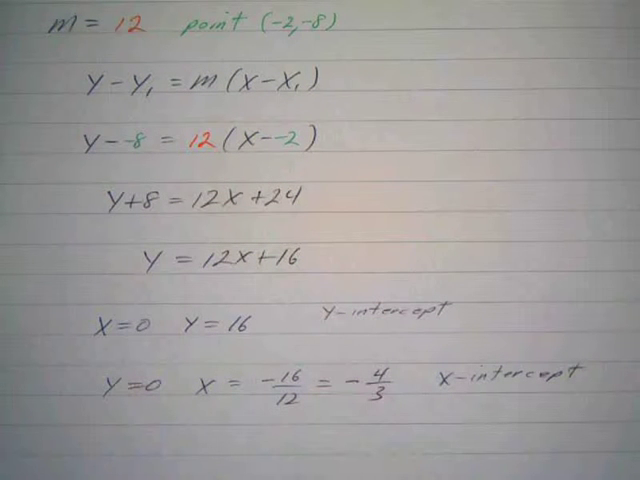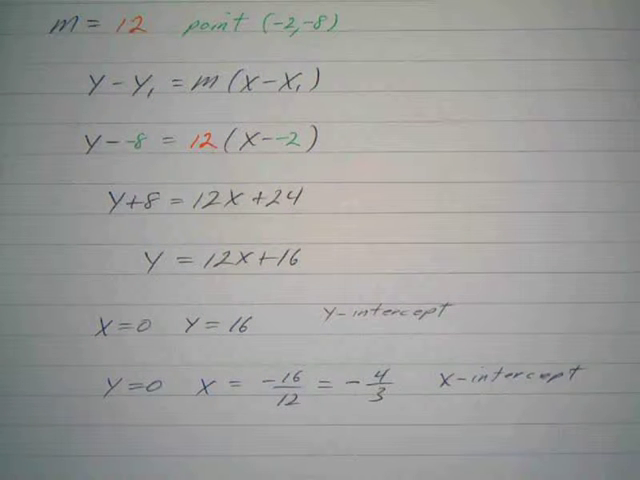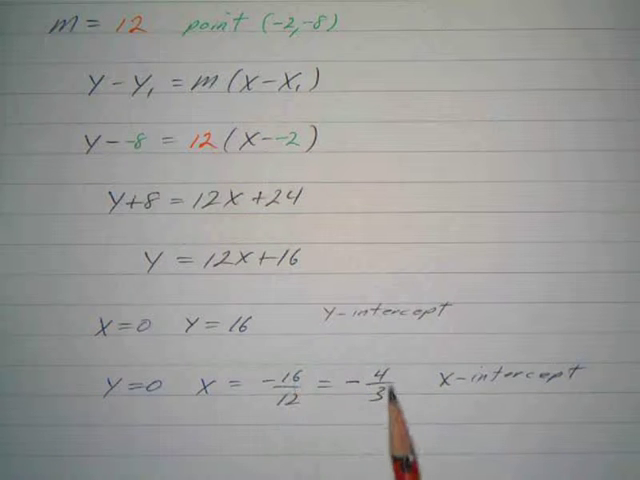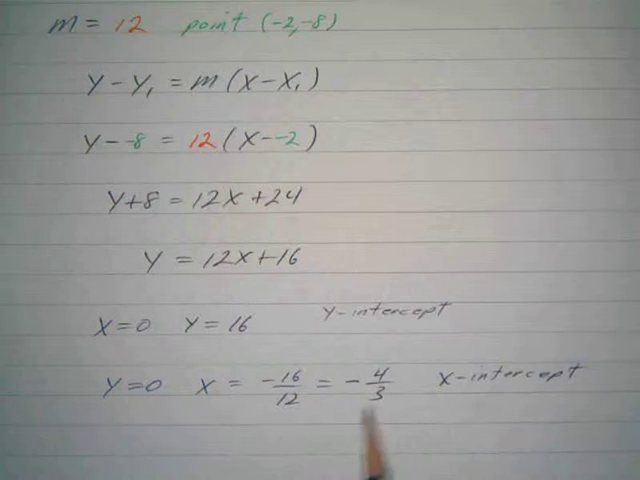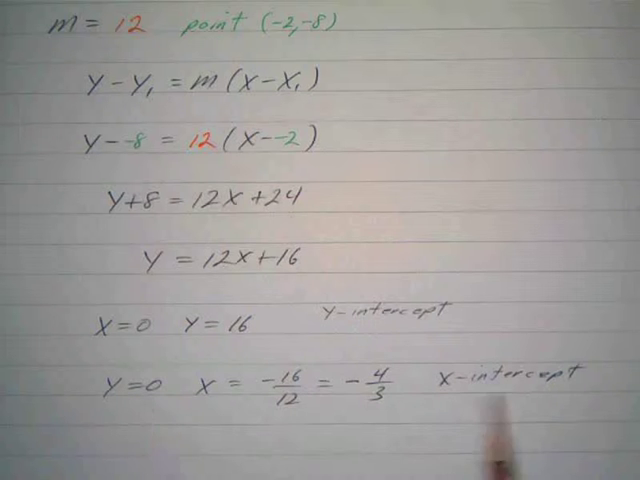And the x-intercept is when y is 0. So if I put 0 in here and I subtract 16 from both sides, I got 12x equals -16. Divide by 12, and I get x equals -16 divided by 12, or -4/3. So that's the x-intercept. When y is 0, I have the x-intercept. When x is 0, I have the y-intercept. And that's all they asked for. So I hope that makes sense.